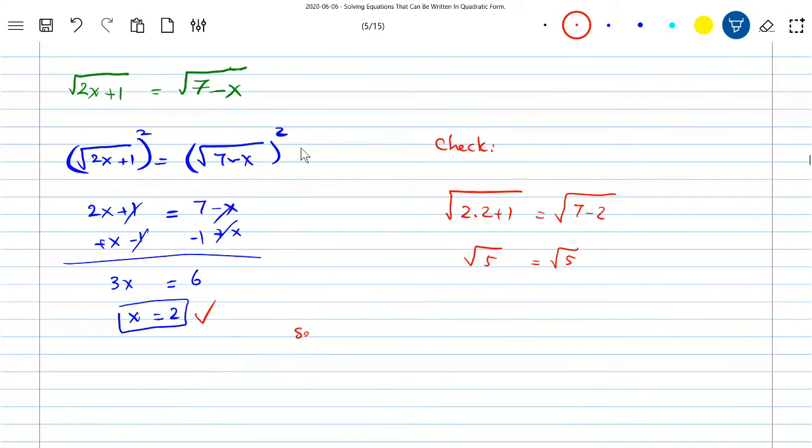So the solution set. Sometimes do not make this mistake and say square root of 5 is the solution set. This is not correct. The solution set is what x was that you replaced into the equation that satisfies the equation. 2, this is the solution set. Okay.